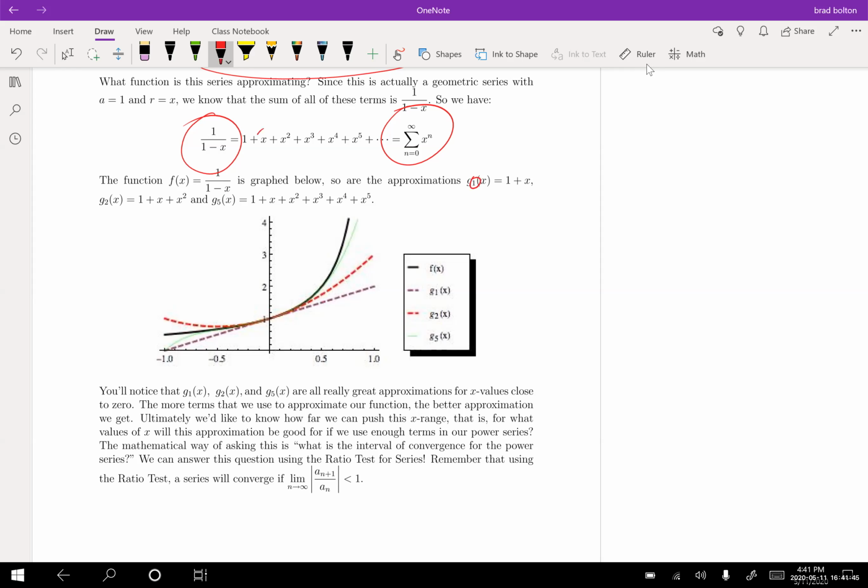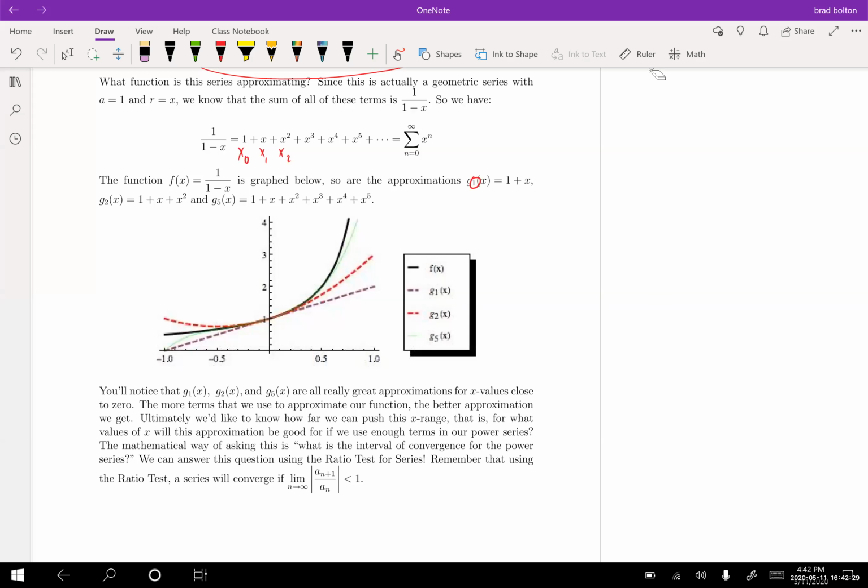If I say g sub 2 of x, I'm going to do 1 plus x plus x squared. That means I'm using 3 terms. G sub 5, you guys get the hang of it. We're going to have 1 plus x, squared, cubed, fourth, and fifth. And then we graph these lines over here. So g sub 5, once again, is this guy right here, right? That's kind of the one I want to talk to you about.